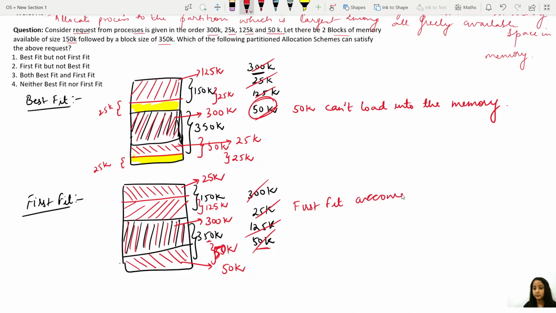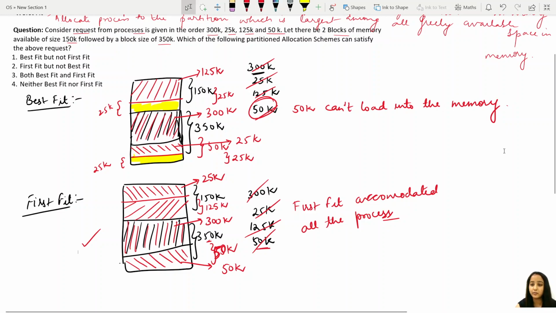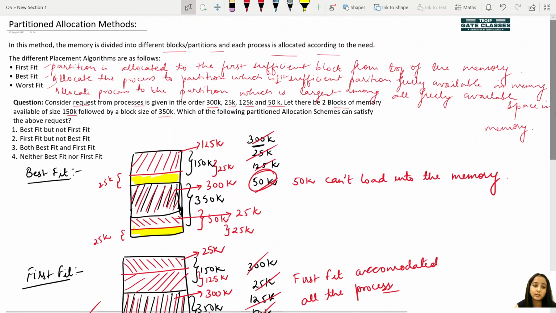accommodated all the processes in the memory. Okay. So this is the best allocation method in this scenario. It can depend upon the available requests from the processes or the available partitions. So it depends. In this case, what is the answer? First fit is best but not the best fit. Okay, so it depends upon the scenario which one is better. So you can solve like this. Hope this is clear to you.